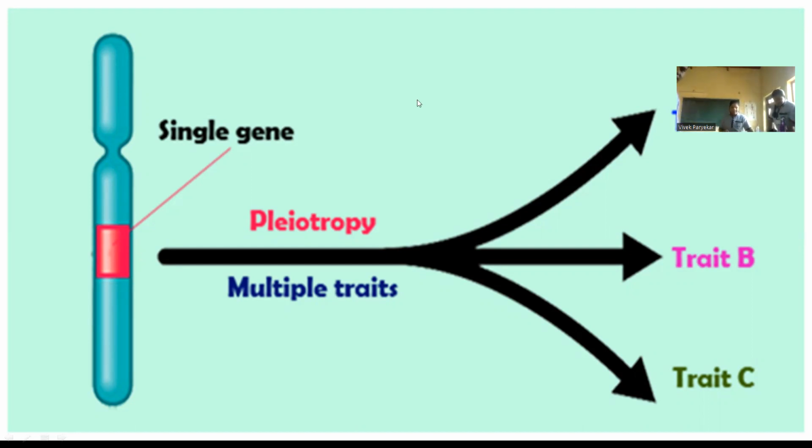Okay, pleiotropy. You all know what is pleiotropy. Last time we had seen. Before studying pleiotropy, we'll know what is polygenic inheritance. What is polygenic inheritance? Poly means many. Genic means genes. Means many genes control one character. Polygenic inheritance is many genes control one character.